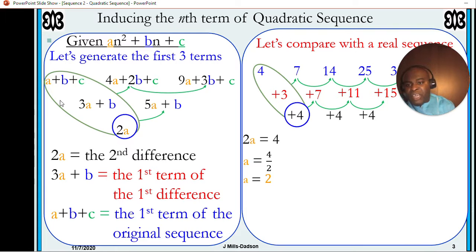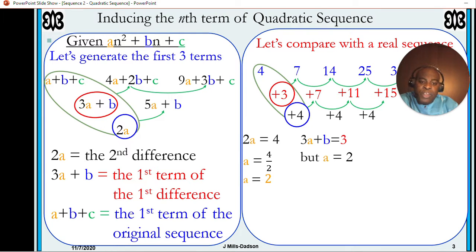Next is 3a plus b must be equal to 3. But we know a already computed as 2, and 3a is 3 times 2. So we're going to have 6 plus b equals 3. And to find b, our b is negative 3.